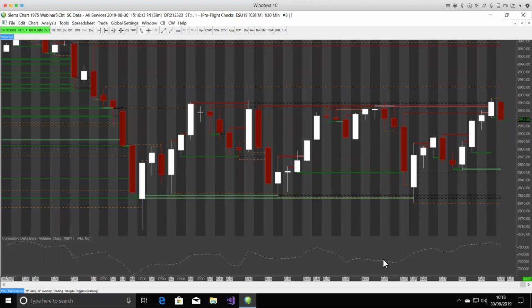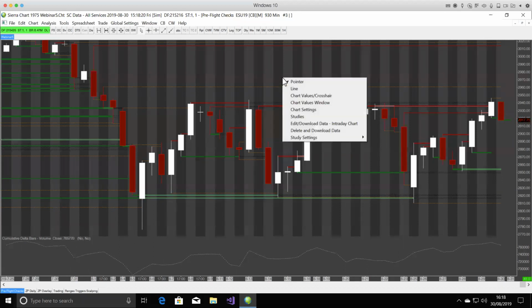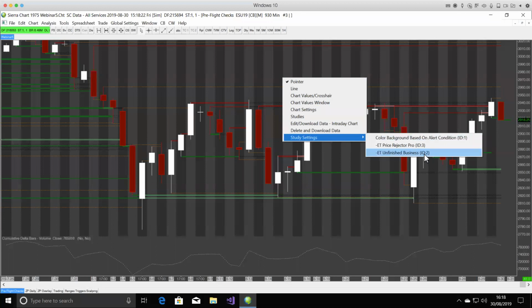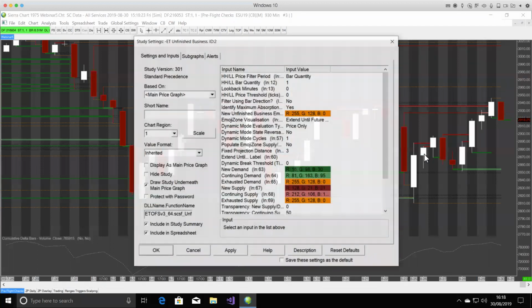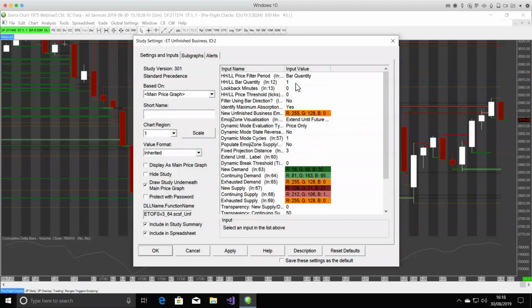What I'm looking to do with this is just get a sense. So I've been asked, can I show the unfinished business settings? Sure, I'll just bring those up. So here are the settings for unfinished business. I'm not doing any filtering. I want to look at every bar. I'm using extend until future intersection.